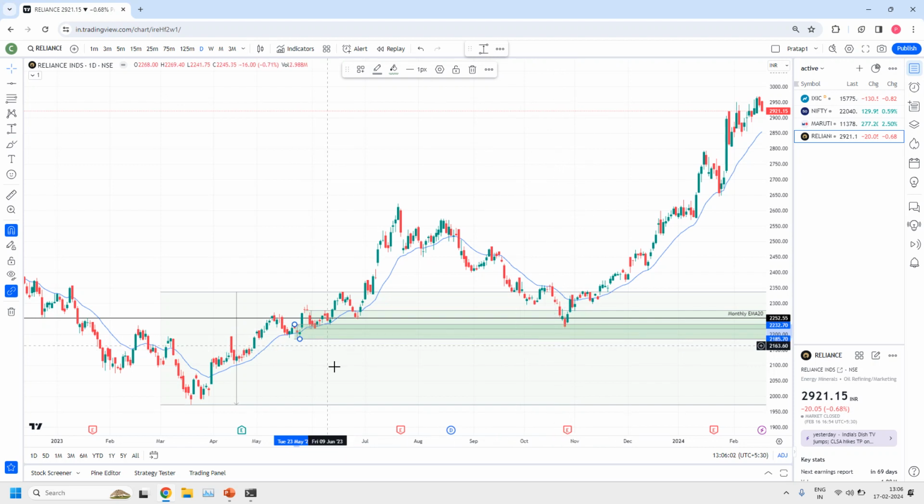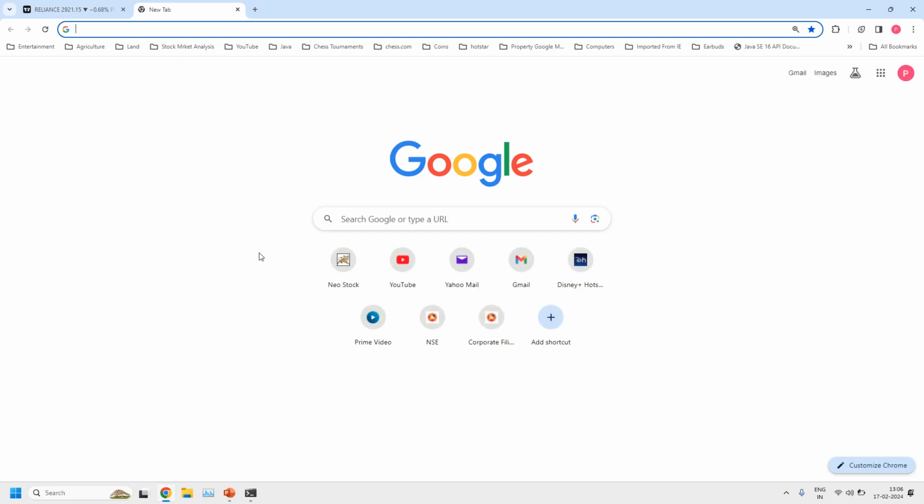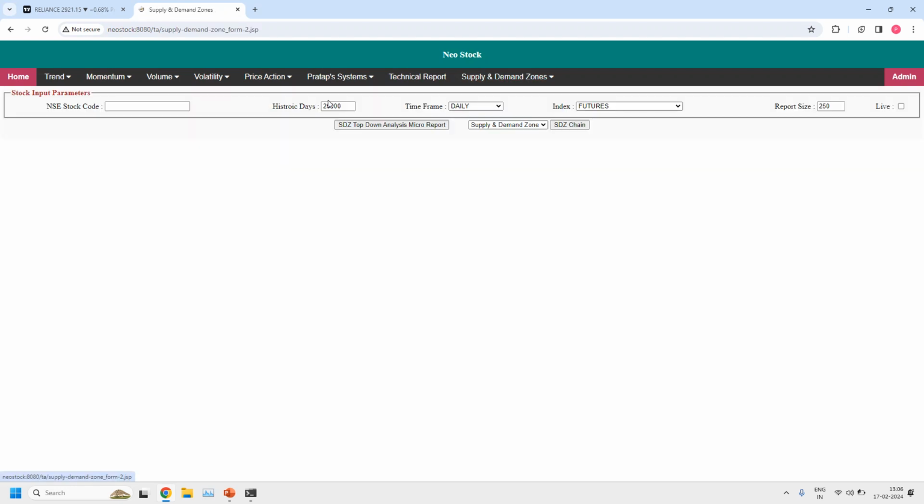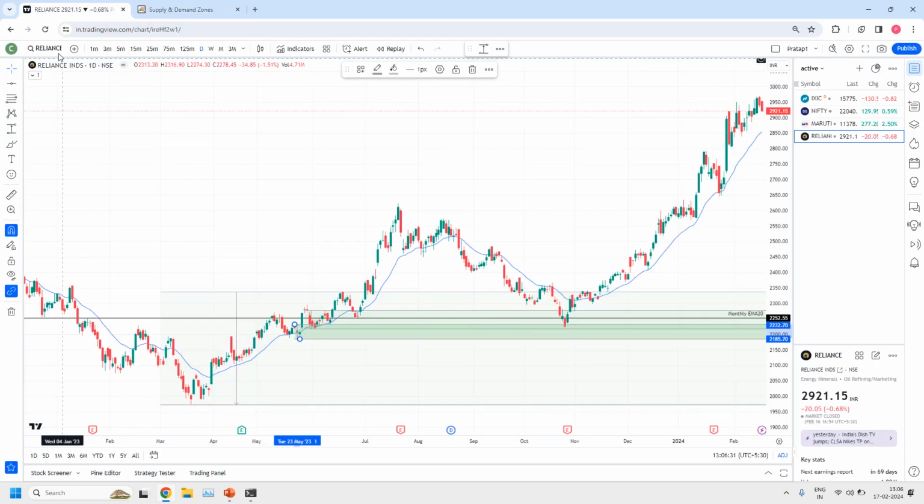You may ask a question: how did we identify this as a high liquidity zone? Our software has a feature, let me show you. Actually, I thought of telling about the software after completing the phase 2 training program. But maybe this is the time to give you some introduction about some of the concepts. We have a concept called the top-down analysis report. In that, in the daily time frame, let me copy Reliance.